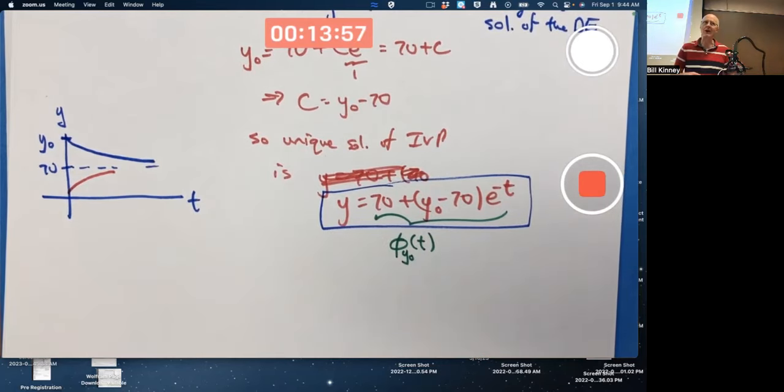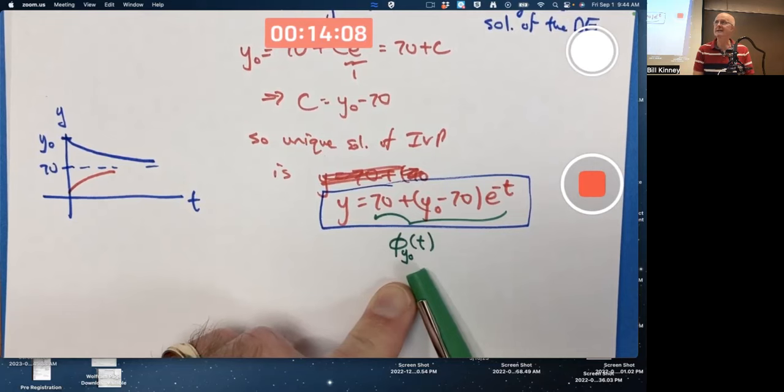Subscripts within subscripts here. It's a function of t, and y naught is the initial condition. This is going to be very important for us in a month or two, especially in October. It's going to be a big, big deal. So we want to do this sometimes. I will, in fact, try to do it consistently to get you used to it.